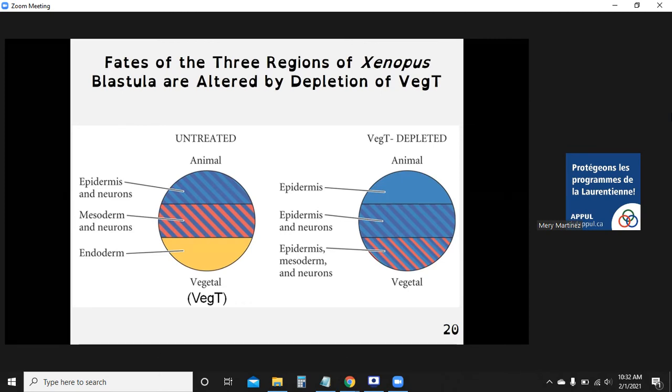If we deplete VegT experimentally, this is what we have here in this image, this results in the animal pole cells producing only ventral epidermis, okay? The equatorial region produces epidermis and neurons, but it's missing the mesoderm, because only this one has the competence to induce the formation of the mesoderm. So the vegetal region usually produces the endoderm, but in here we have ectoderm and a little bit of mesoderm. So we are completely lacking that endoderm.